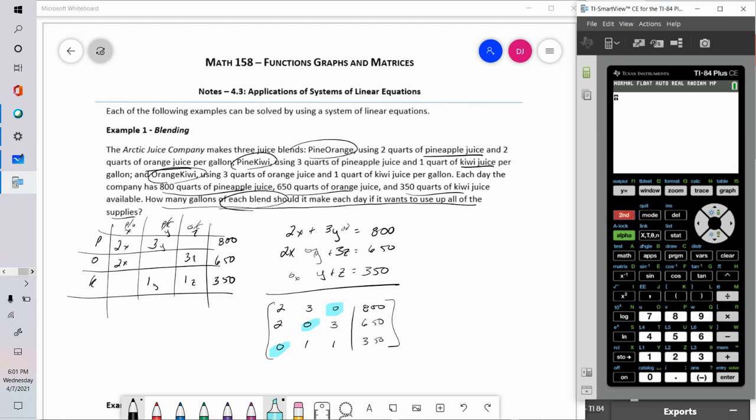Let's quit. Second matrix, math. Remember that we want option B, reduced row echelon form, and we want to do that on matrix A.